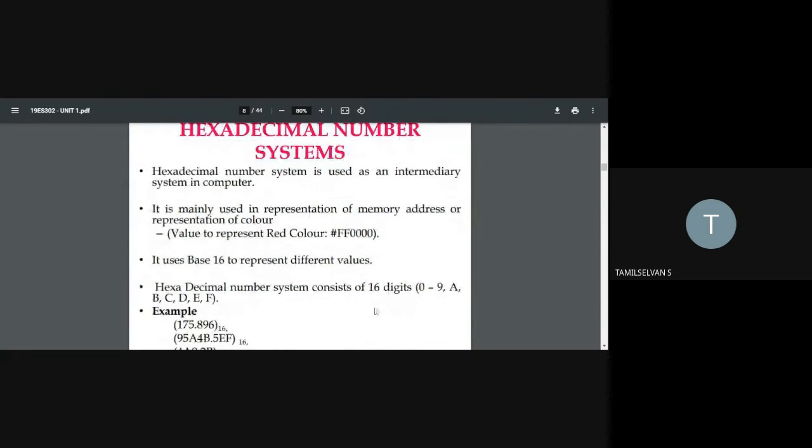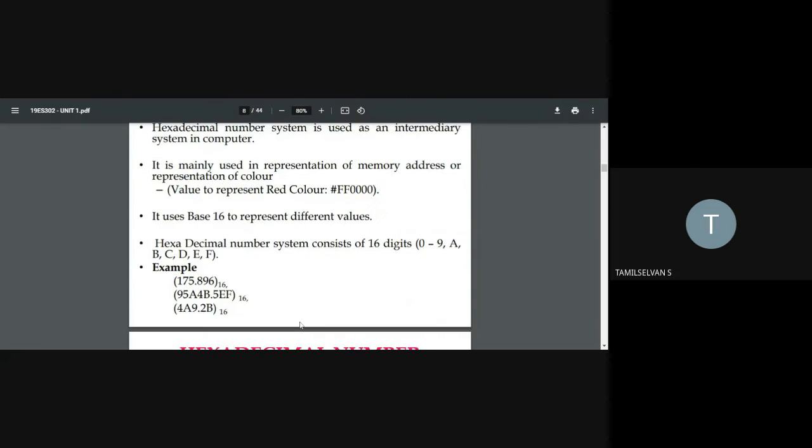The hexadecimal number system consists of 16 digits, that is 0 to 9 and A to F. A means 10, B means 11, C means 12, D means 13, E means 14, F means 15. So it can contain 0 to 15 values. The numbers are 0 to 9 and the alphabets represent 10 to 15, right? This is the best example for the hexadecimal number system.